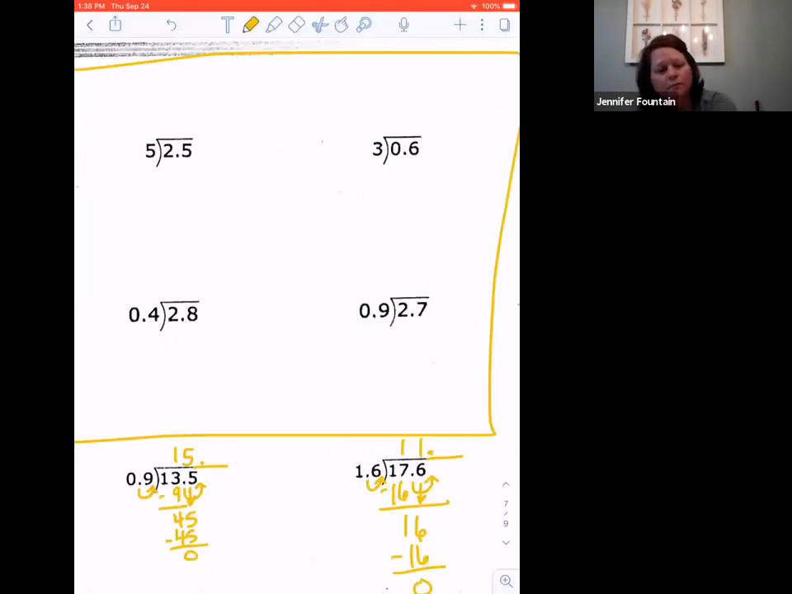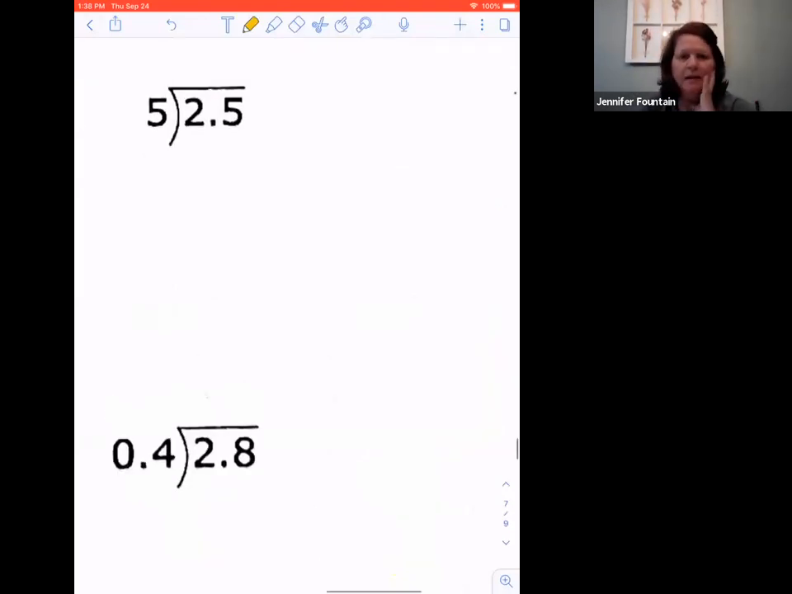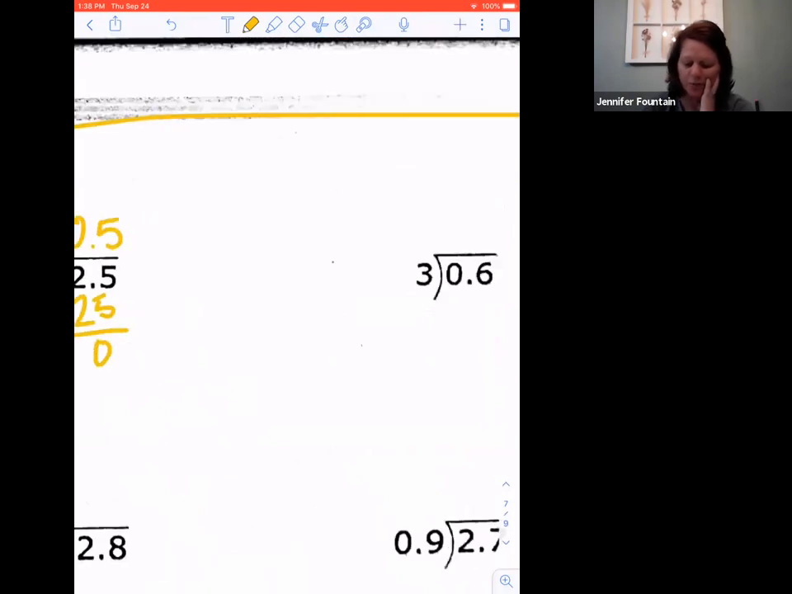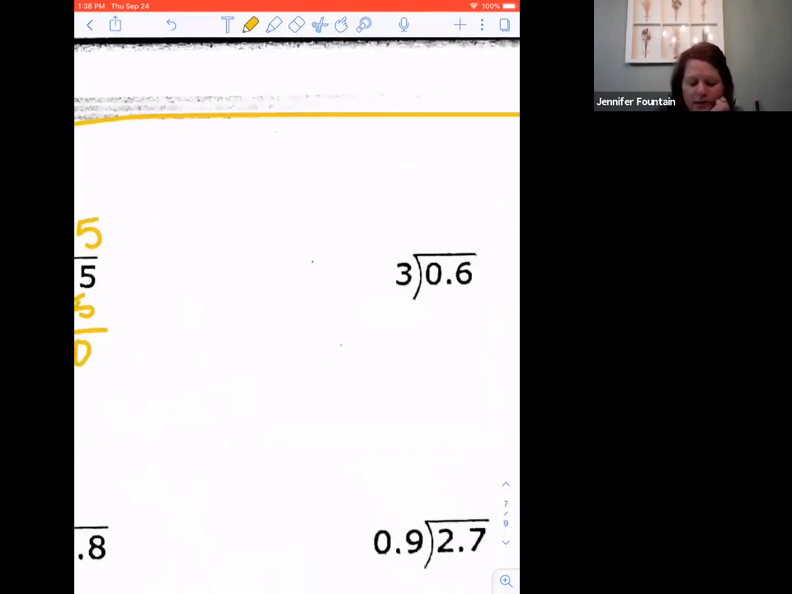All right, so these were pretty easy. And this first one, I didn't have a decimal to move because 5 is a whole number. I do have my decimal in my answer. 5 will not go into 2, but 5 will go into 25 5 times. 5 times 5 is 25. So I have no remainder. Next to that one, 3 is a whole number again. So I just have in 2.6, and 3 will go into 0.6. 2 times 3 is 6. So again, no remainder.